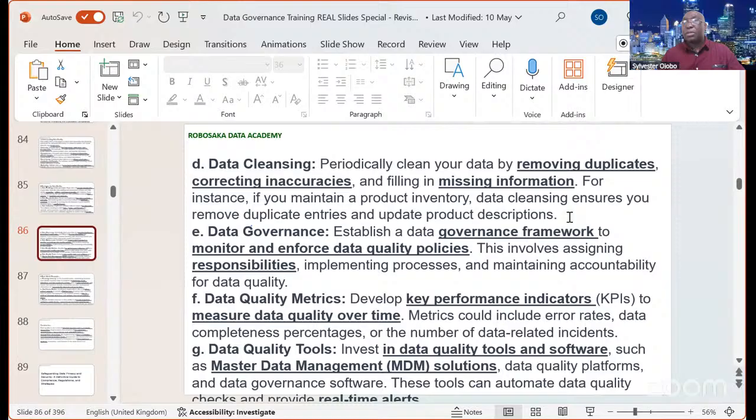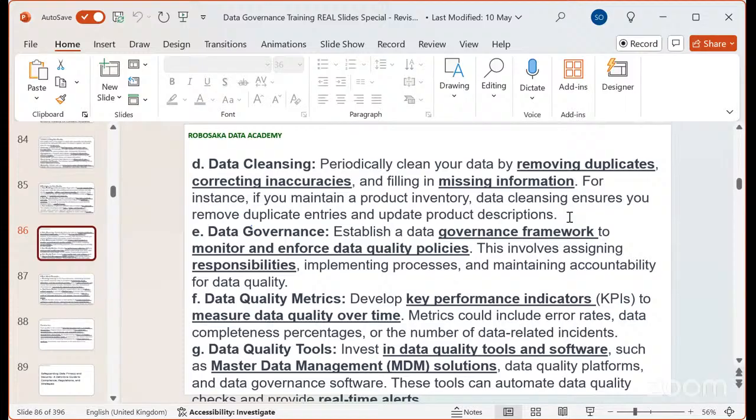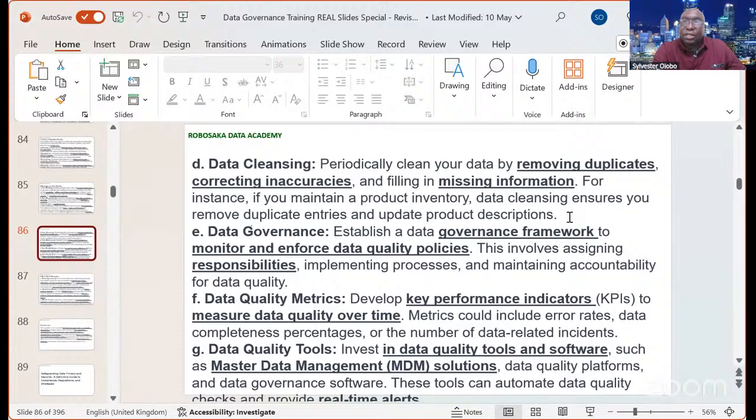For example, if you maintain a product inventory, data cleansing ensures you remove duplicate entries and update product descriptions. Have you seen entries that are duplicated before? Yes, loads of times. Good. So you cleanse them so that you don't have duplication affecting visualization. You'll be very surprised that there are key areas where something that should appear only once appears twice, and you're going to ask yourself why. So first of all, we need to make sure we correct those duplicates, and also if there is an inaccuracy, we fix it and put the right information.